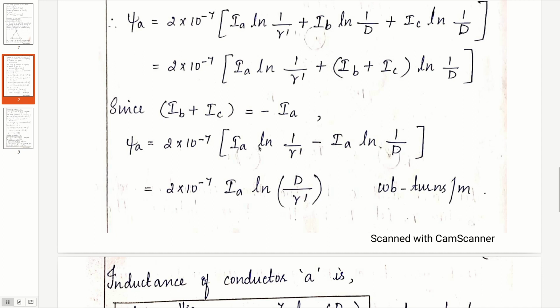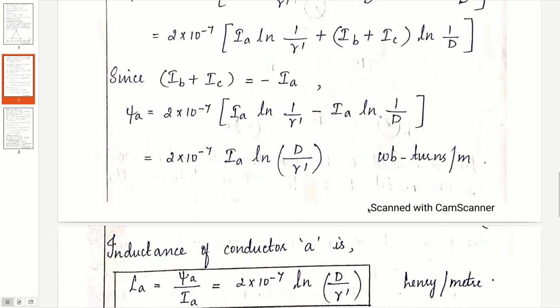So now again we have IA and IA. So this minus IA can be changed to plus IA if you take this denominator inside the logarithm to the numerator. So minus IA ln 1 by D is nothing but plus IA ln D. So then we can combine both the terms. So 2 into 10 to the power minus 7 IA ln D by R dash Weber turns per meter. So flux linkage of conductor A due to all the three currents is calculated.